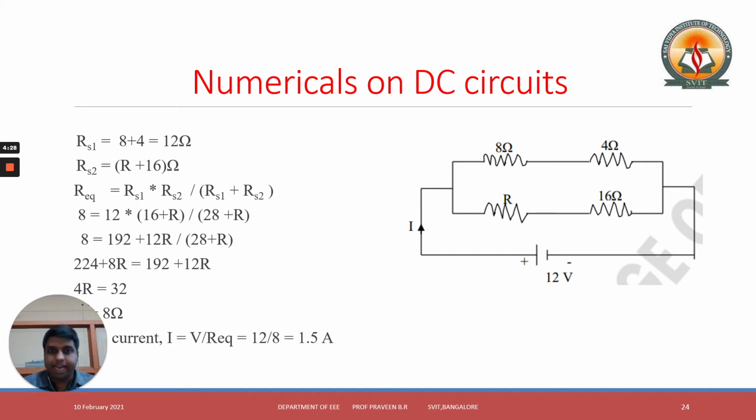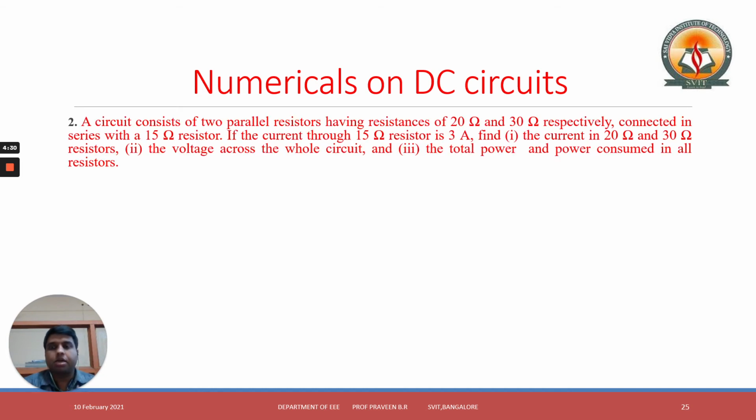Let's move on to the next numerical. The next numerical is: a circuit consists of two parallel resistors having resistances of 20 ohm and 30 ohm respectively, which is connected in series with a 15 ohm resistor. If the current through the 15 ohm resistor is 3 amperes, we have to calculate what is the current in the 20 ohm and 30 ohm resistors.